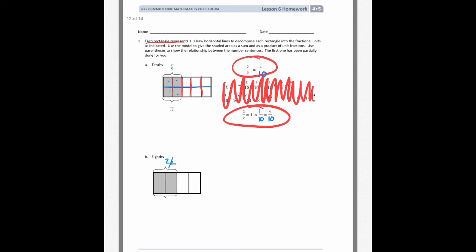Okay, we're not concerned about all the middle stuff. Right here, I'm starting off with 2/4, and it wants to know what is that equivalent to in eighths. Well, if I split this rectangle in half, voila, I have 8 pieces. So I know that 2/4 is equal to, well, let's count, 1, 2, 3, 4. There's 4/8 that take up the same area as those 2/4. And then I'm going to prove it with this multiplication equation. 2/4 equals 4 times 1/8, which is equal to 4/8.